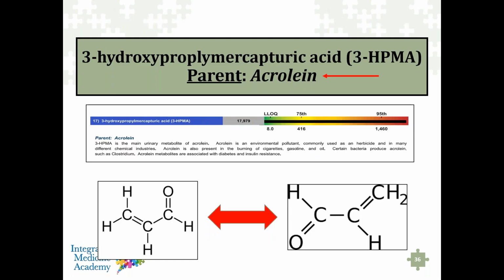And one of the compounds that's pretty interesting on this test is something called acrylene. Now, acrylene is an environmental pollutant. It's commonly used as an herbicide. They also use it as an algicide, so they'll put it in water aqueducts, for example. It could also be acquired through cigarette smoking, burning of gasoline or oil, and certain bacteria like Clostridia bacteria could even produce some acrylene.